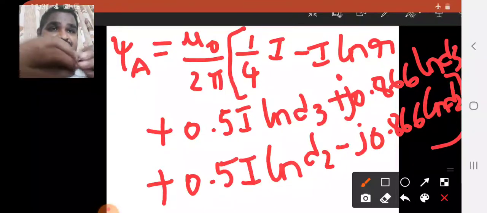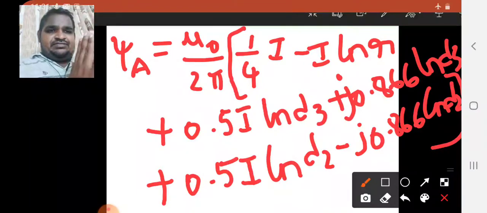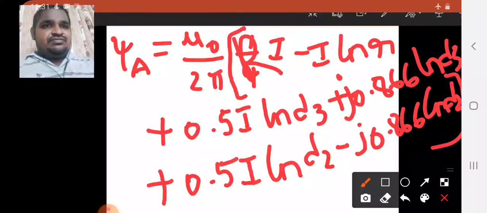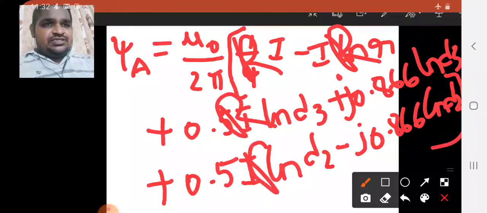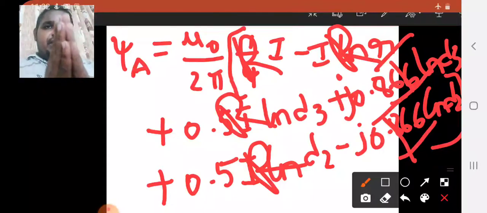Now again we simplify this equation, such that we separate the real terms and imaginary terms. What are the real terms? This is a real term, and this is also a real term, this is also real, this is also real, and here this is an imaginary term. The terms which contain J will be imaginary. The terms without J will be real terms. So now we separate real terms and imaginary terms.